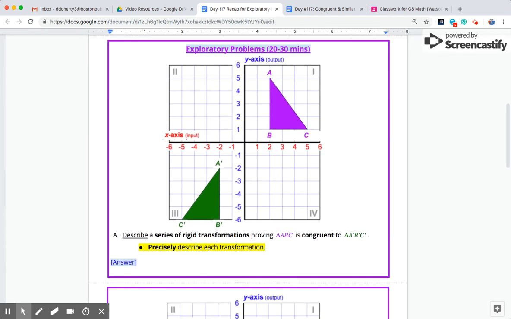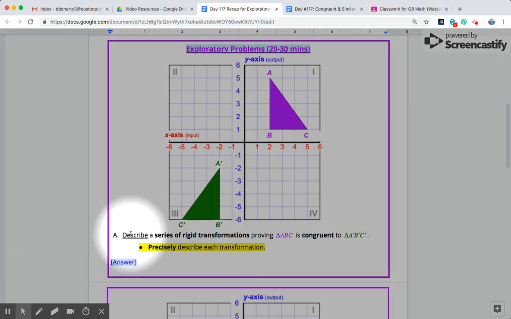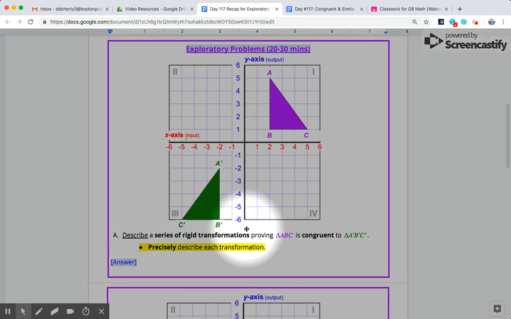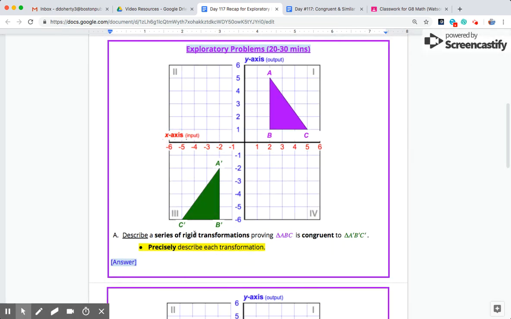The very first question we were asked, part A for the exploratory problems today, says describe a series of rigid transformations proving triangle ABC, the purple triangle up here, is congruent to triangle ABC prime, and that's that green triangle we see down here. Anytime we're asked to describe a transformation set or a series of transformations to prove two things are congruent, we can really only use rigid transformations.